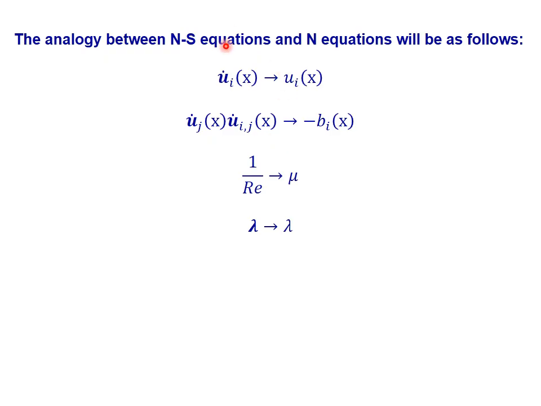The velocity in the Navier-Stokes equation will be the displacement in the Navier equation. The convective term will be the negative of the domain load. The inverse of the Reynolds number will be the shear modulus. The penalty parameter will be lambda.